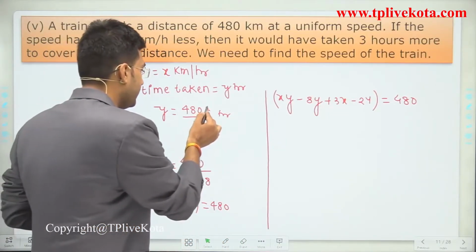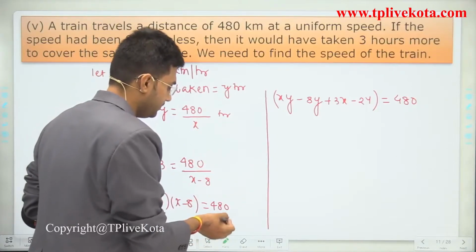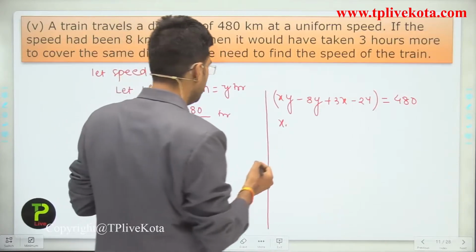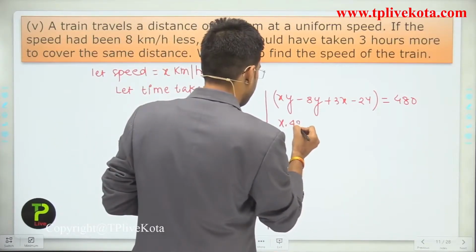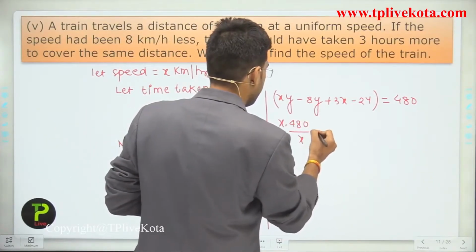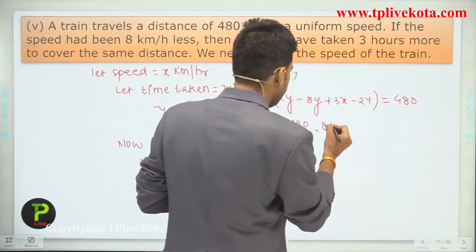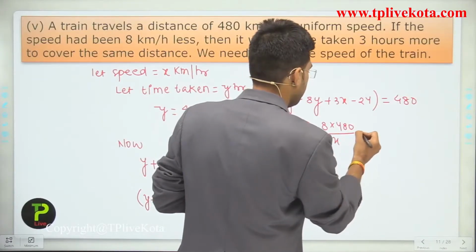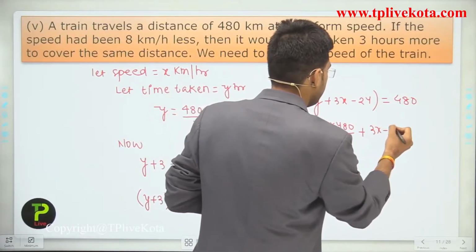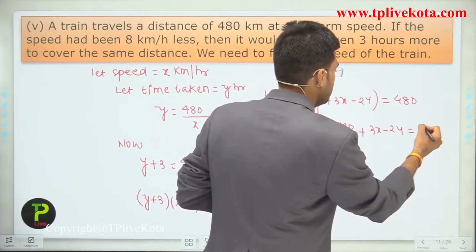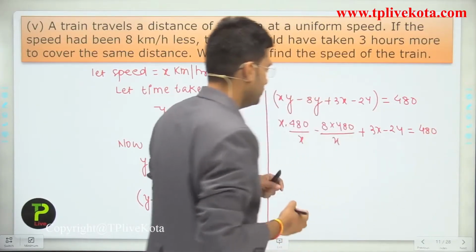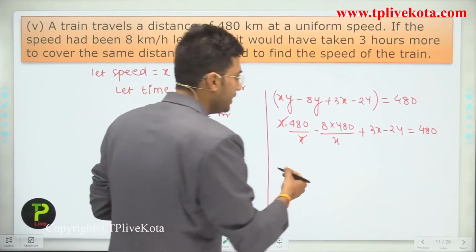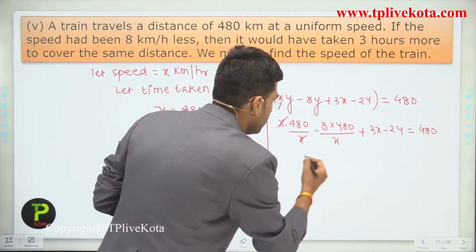We do not require k here. So x multiplied by y is what? y is 480 divided by x minus 8, multiplied by 480 divided by x plus 3x minus 24, is equal to 480. So this x and x cancel out. So when we solve by taking the LCM x, then what will we get?